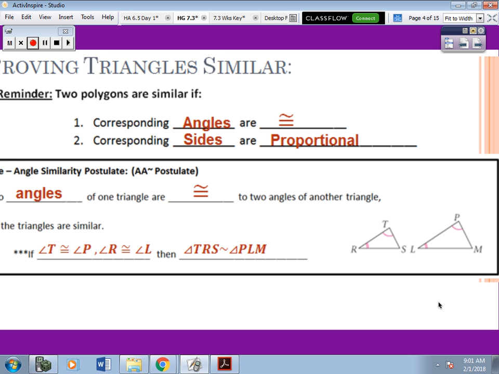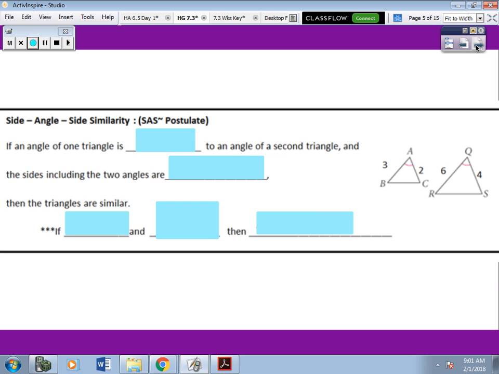Okay. The next one is the side angle side similarity, which sounds like the one we've done already, but you have to be careful because the sides are not congruent, okay? The sides are proportional. So if one angle of a triangle is congruent to an angle of a second triangle, and remember, for it to be SAS, it has to be an included angle, so the angle that's in between the 2 sides, including the 2 angles, are proportional, then the triangles are similar.